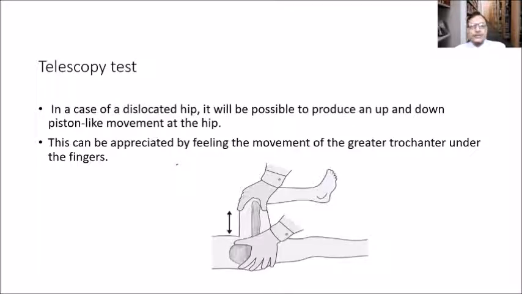And there is one special test that can be done, and this special test is called the telescopy test. It is not usually done because it is very painful, but in old cases, you can do it. And it is simple. The hip is flexed 90 degrees and you have to push the femur in its longitudinal axis and feel for the movement of the head with the other hand, which is around the head of the femur in the gluteal region. And you can feel the greater trochanter moving up.